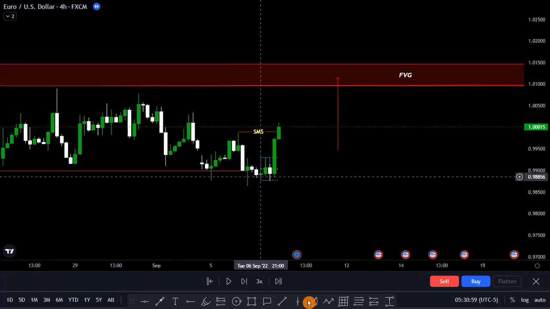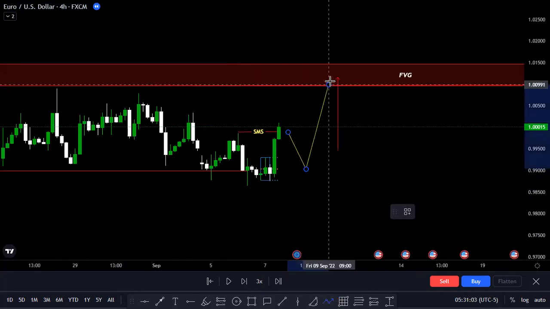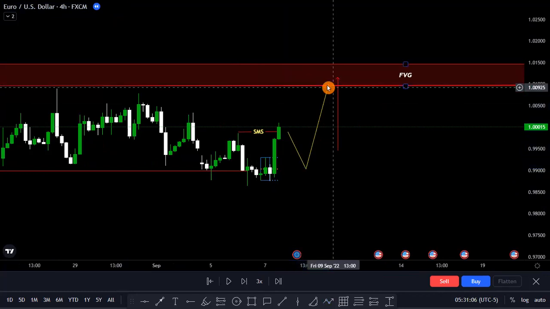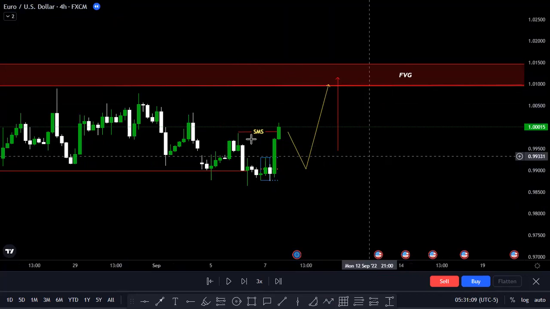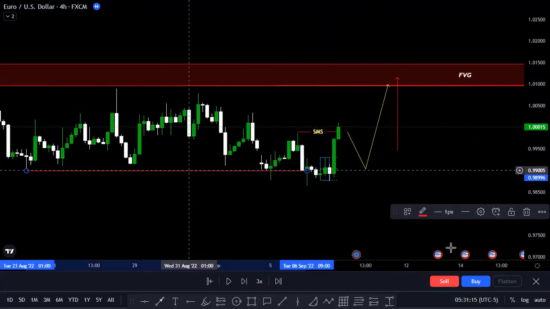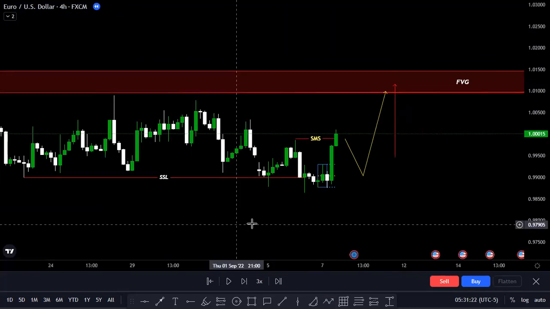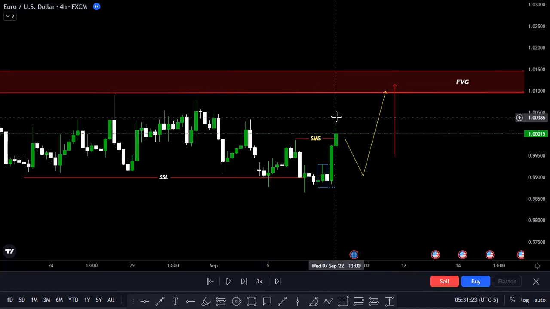Now we're expecting to see price moving down and then continue going up until it fills that fair value gap, where we can expect to see the market reversing and look for selling opportunities. But right now, we're looking for buying opportunities until we reach that fair value gap. This is the sell side liquidity down here. So now I'm expecting to see price pushing to the upside.